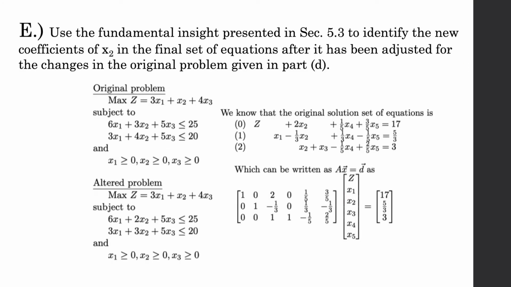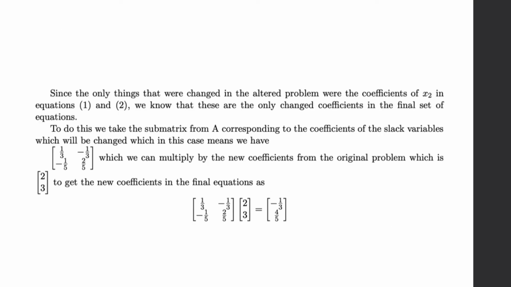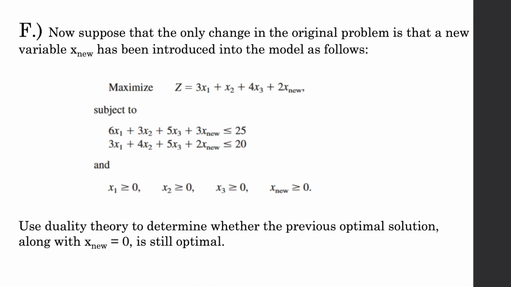And so now for part E, we have to determine what the new coefficients of x2 are in the final set of solution equations. And to do this, it's actually pretty easy. We multiply a matrix containing the original slack variables by the new set of coefficients of x2 in the constraints, and we get that the new coefficients of x2 in the final problem will be negative 1/3 and 4/5.